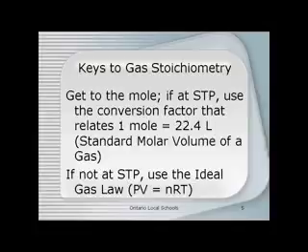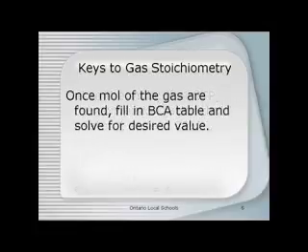If at STP, use the conversion factor that relates 1 mole to 22.4 liters, which is the standard molar volume of a gas. If you're not at STP, then you must use the ideal gas law, which is pressure times volume is equal to the number of moles, N, times the value for R, the universal gas constant, times the temperature in Kelvin. Continuing with our keys, once the number of moles of the gas are found, we fill in the BCA table and solve for the desired value.